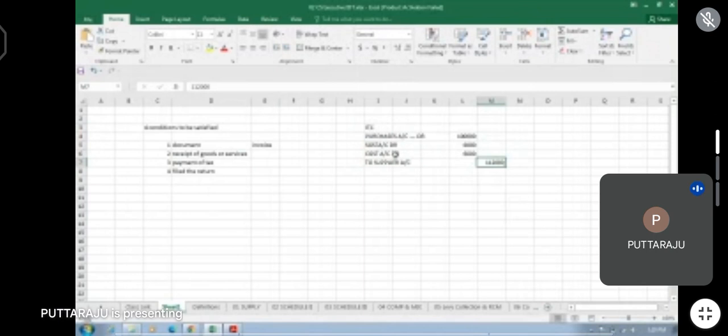Okay. Whatever the amount you have debited to your GST account, that is called as ITC availment. Availed means making the debit entry in the books. That is also called as taking the credit of the ITC. ITC means input tax credit, taking the credit of the tax.